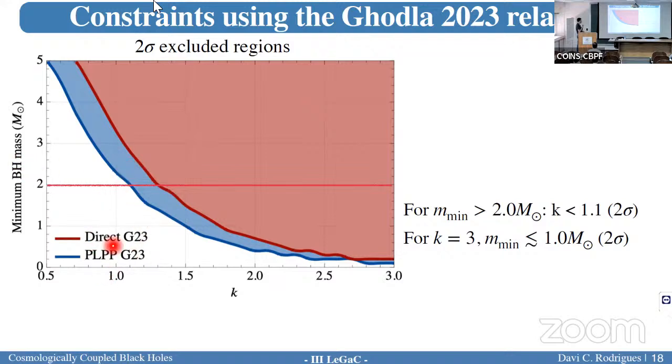This is because we used 2 methods here. One is what's called direct and the other is the PLPP. The PLPP is just a bit stronger because it considers the true population, which eliminates observational bias.